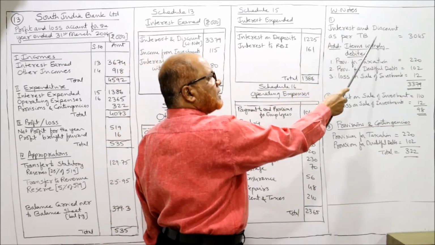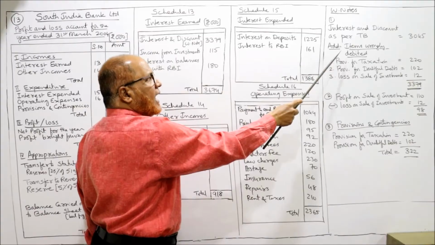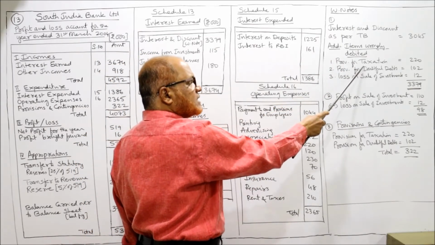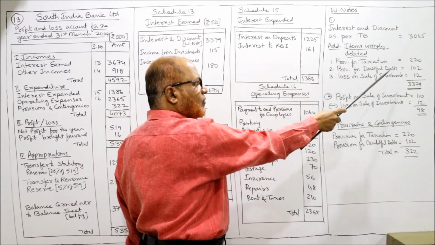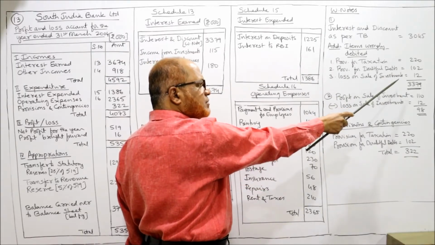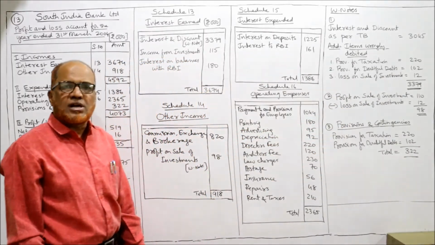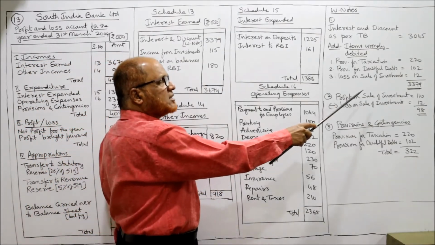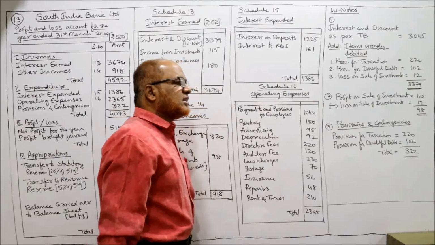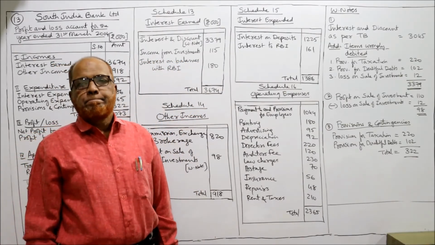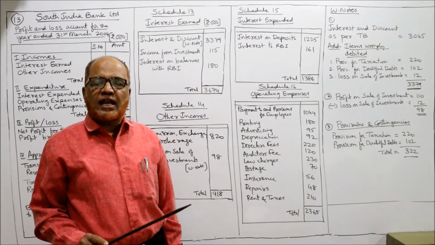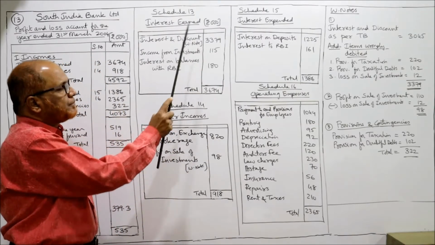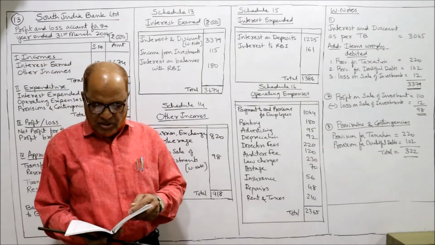Now come to the working note. Interest and discount as per the trial balance 3045. Add items wrongly debited: provision for taxation 220, provision for doubtful debts 102, loss on sale of investment 12. These three items were wrongly adjusted, we added them back, so the correct interest and discount we get is 3379. So 3379 is the correct interest and discount that we have taken here. That is the main adjustment.